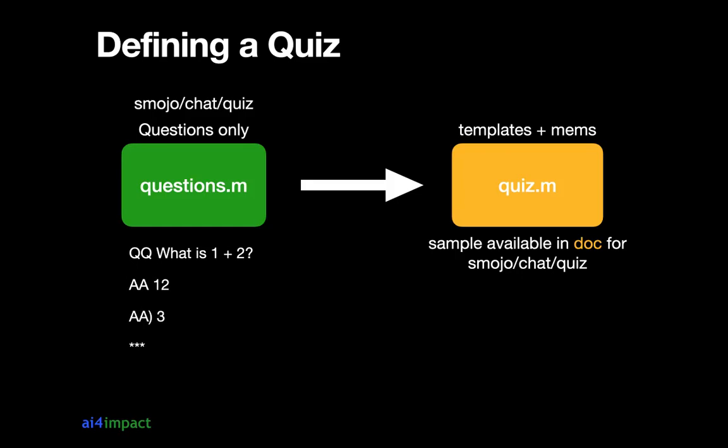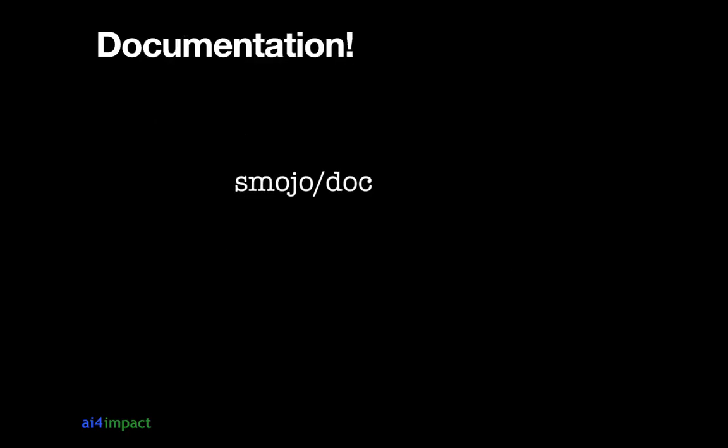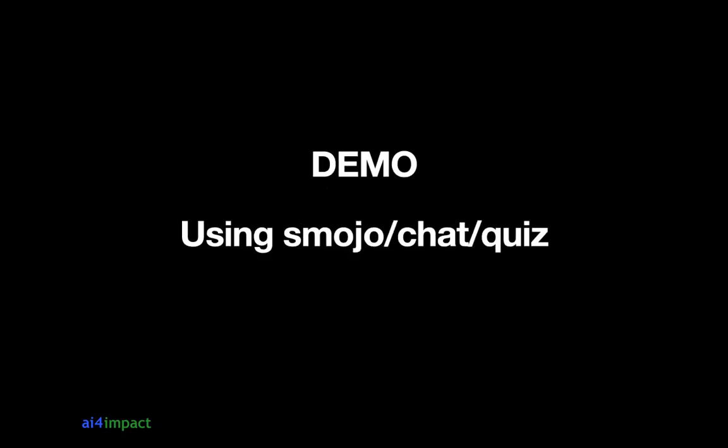You need to end the question with a triple star. That tells it that it's done and gets the system ready for the next question. You can have as many QQs as you want in a single question, and all of those will just add up together. The AAs also, in this case I've shown 2, but you can have 3, 4, pretty much any number you like. So this is really the outline of defining a quiz. The documentation, as usual, is Smojo/doc, and then use doc Smojo/chat/quiz. The documentation for this one is pretty important because it also contains a lot of sample code, which is not obvious.